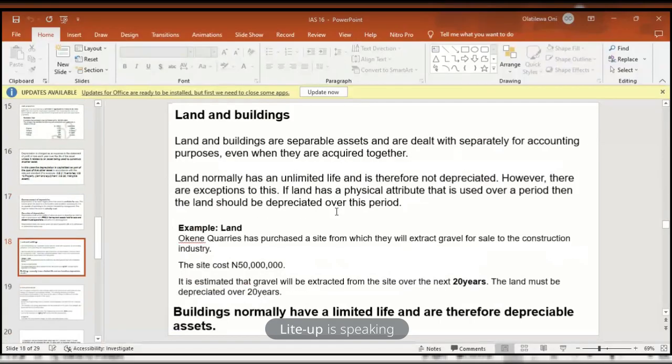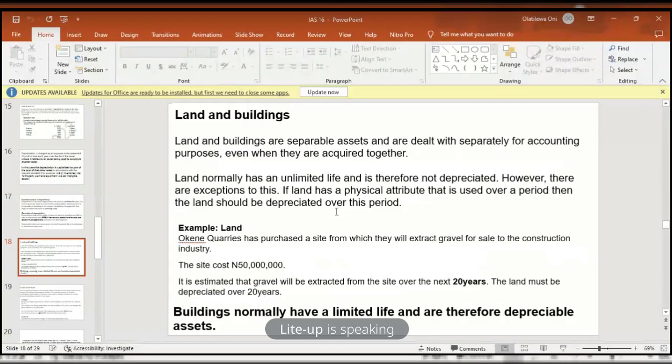Then we went to land and building. We talked about how, if you buy a building, you must value the land separately from the building, and how land does not depreciate. So no depreciation will be charged on the land, only the building is computed for depreciation.